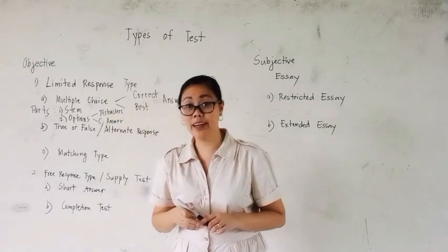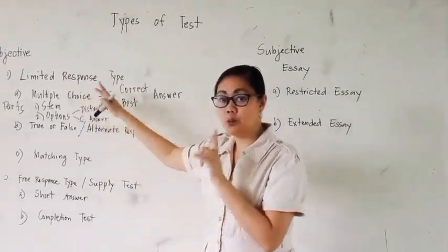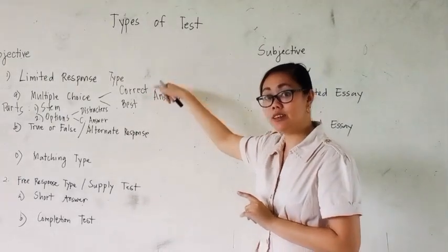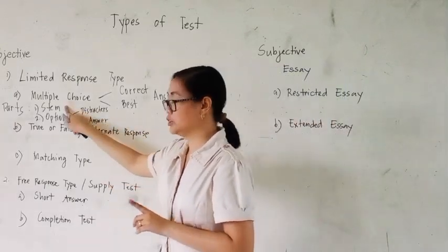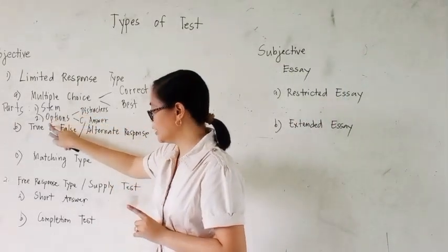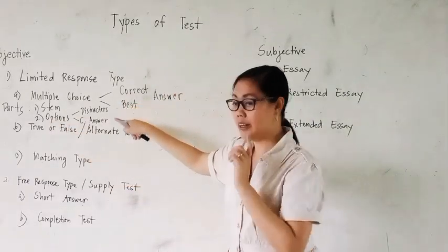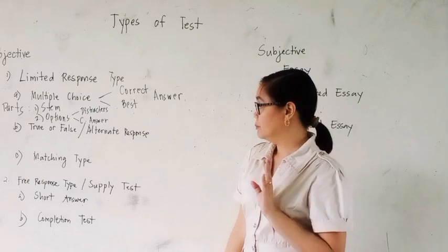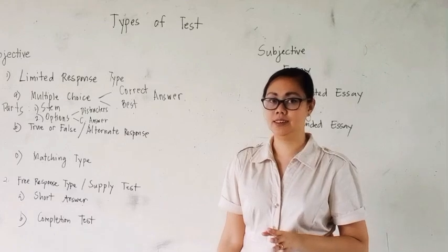Okay? Ulitin natin. When it comes to multiple choice test, we have 2 types. To choose the best answer and to choose the correct answer. There are 2 parts, the stem, which is the question. The options are the choices. The options could have the distractor and the correct answer. Okay? That is for the multiple choice test.